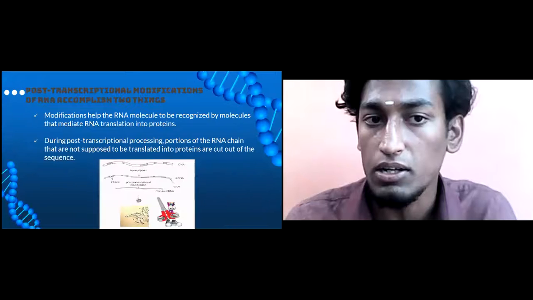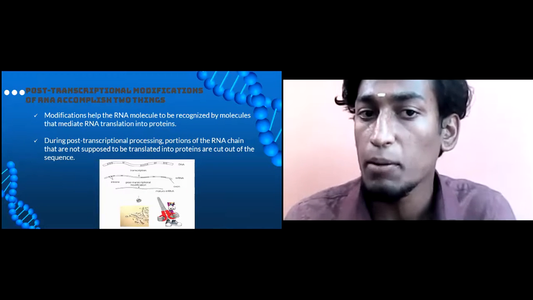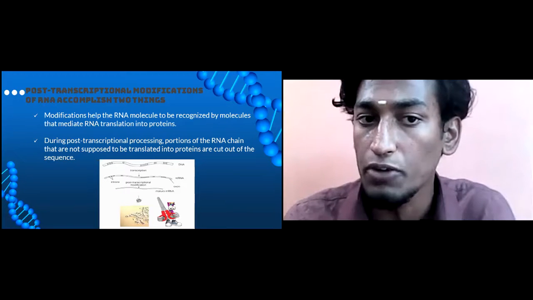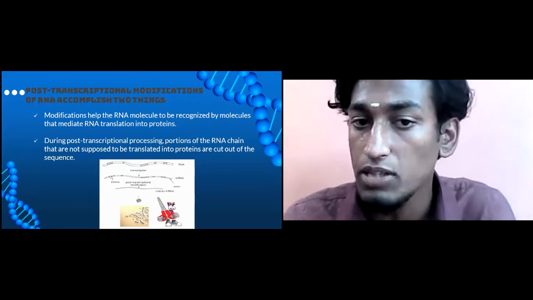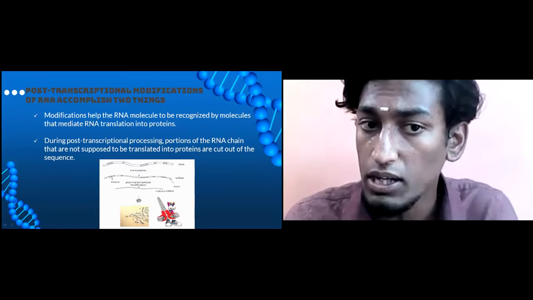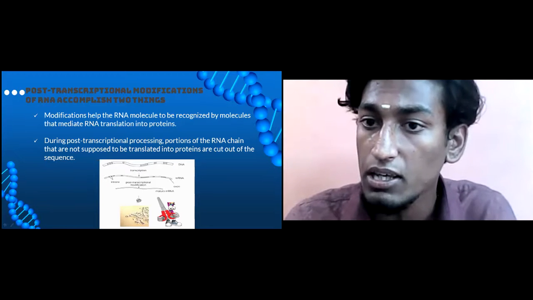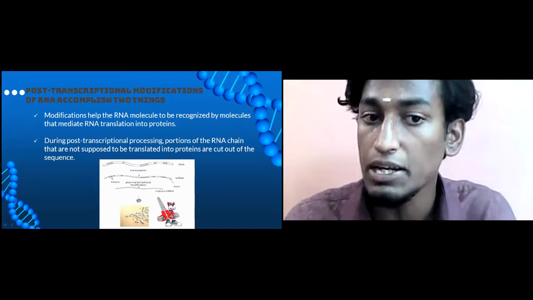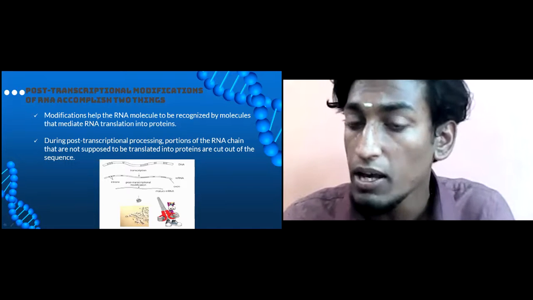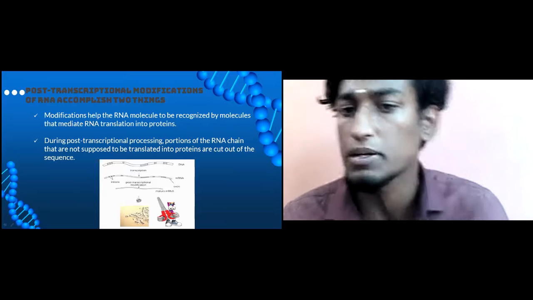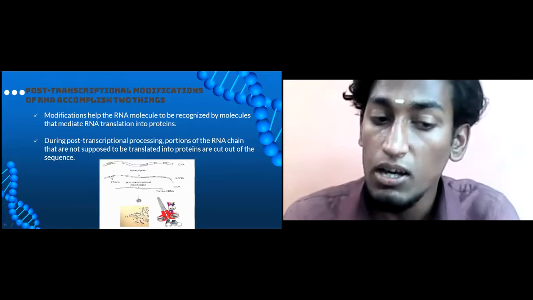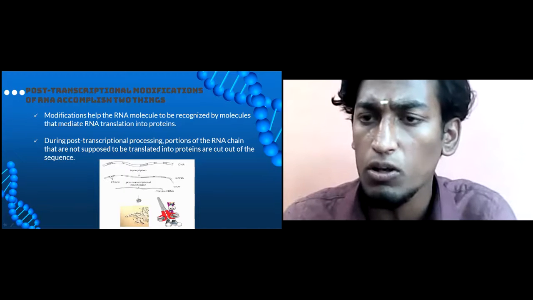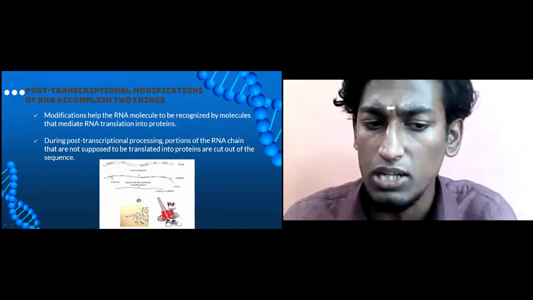This is about transcription, and I'm going to talk about the post-transcriptional modification of RNA, which accomplishes two main things. This modification helps the RNA molecule to be recognized by the molecules that mediate the RNA translation into proteins. During this processing, portions of the RNA chain that are not supposed to be translated into proteins are cut out of the sequence. Let me give a small brief about what post-transcriptional modification is.